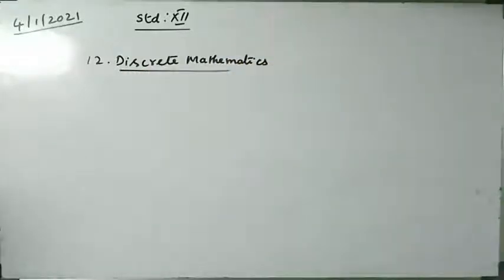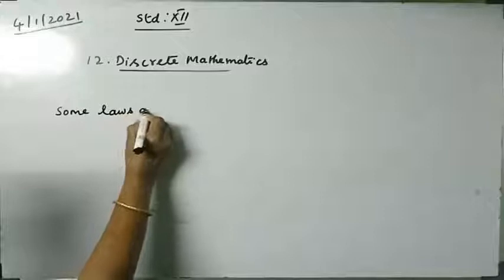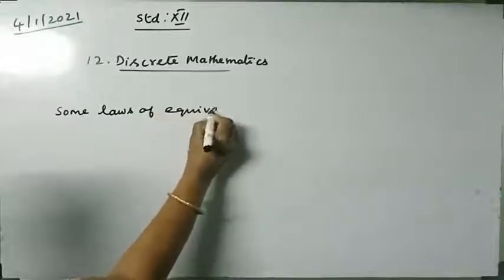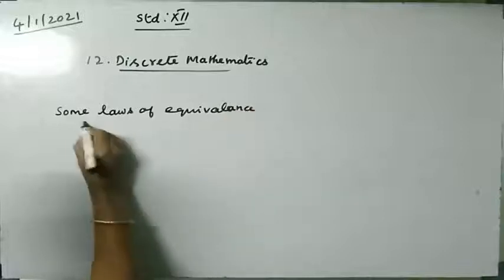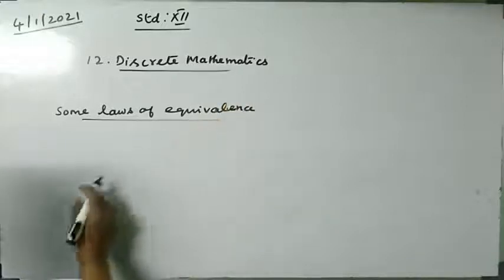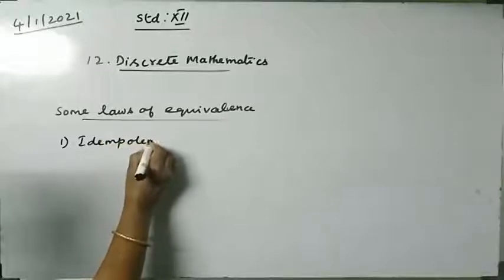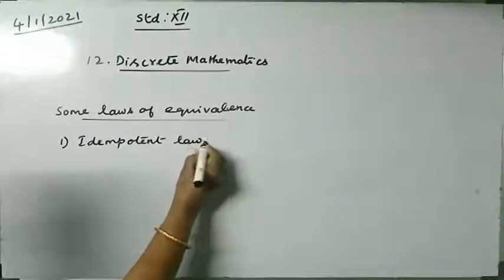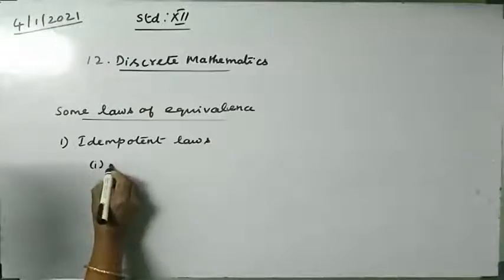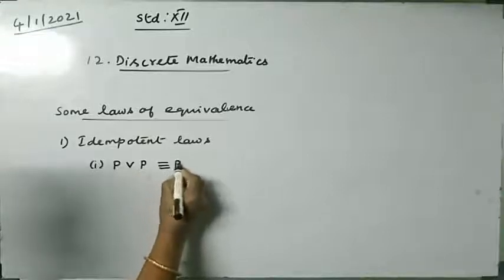See, in this chapter we have already discussed the truth table and everything, and now we are going to discuss some laws of equivalence. First law, idempotent law. So this first one is P or P is equivalent to P.